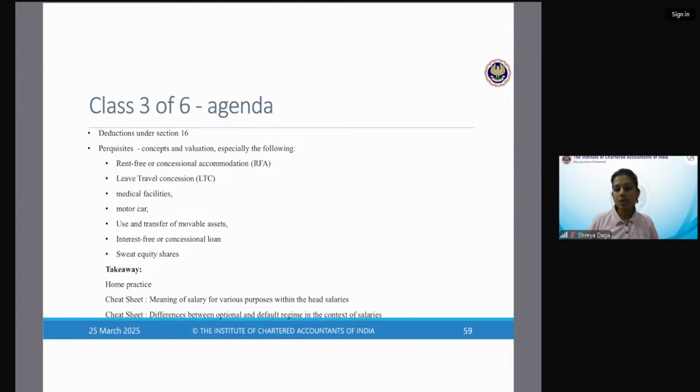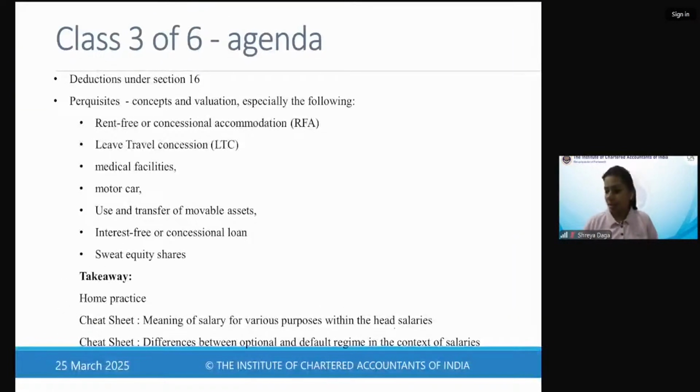Now let's talk about what we are going to be doing today. This is a new class, new topics. We quickly have brushed up what we did, so we are warmed up. That warming up was very important to do sums with these new things that we will do now. Okay. We will do deductions under section 16 definitely, and we will also do some perquisites.